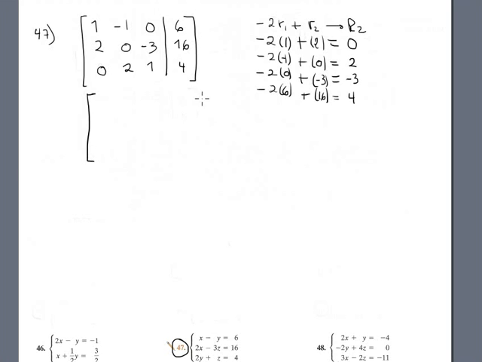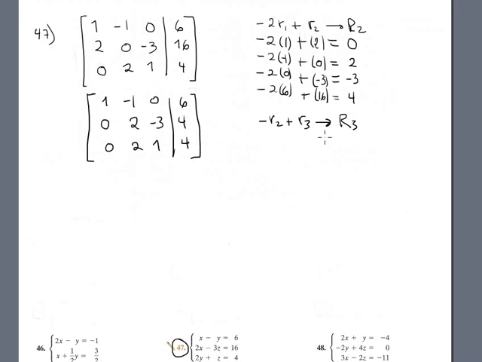Okay, so our new matrix: row 1 and row 3 stay the same, and the only change is row 2. It is 0, 2, minus 3, and 4, and row 3 stays the same. Now, if you're subtracting, for example, minus row 2 plus row 3 stored in the new row 3, in row 2 we have 0, 2, minus 3, and 4. In row 3 we have 0, 2, 1, and 4.